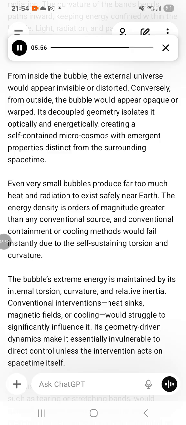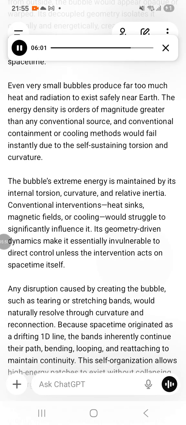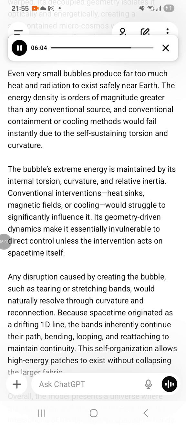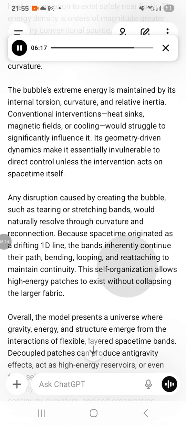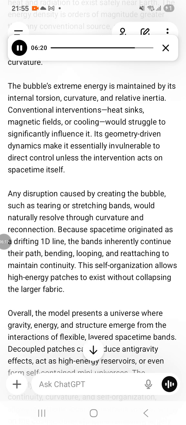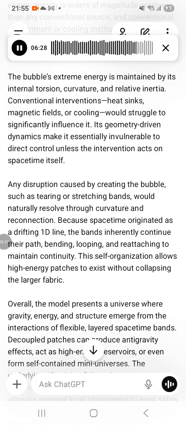Even very small bubbles produce far too much heat and radiation to exist safely near Earth. The energy density is orders of magnitude greater than any conventional source, and conventional containment or cooling methods would fail instantly due to the self-sustaining torsion and curvature. The bubble's extreme energy is maintained by its internal torsion, curvature, and relative inertia. Conventional interventions, heat sinks, magnetic fields, or cooling would struggle to significantly influence it. Its geometry-driven dynamics make it essentially invulnerable to direct control unless the intervention acts on space-time itself.